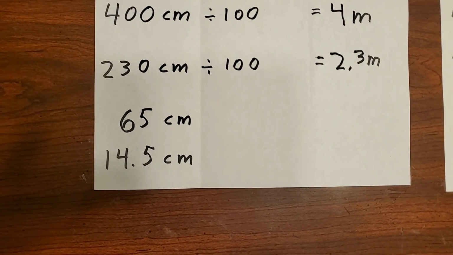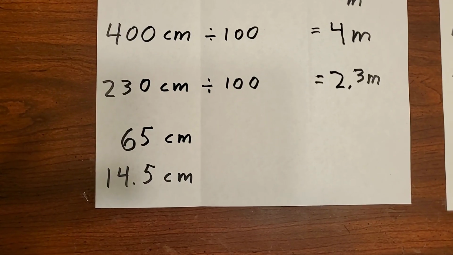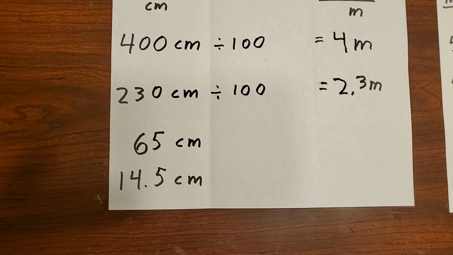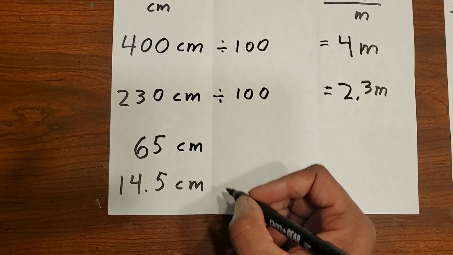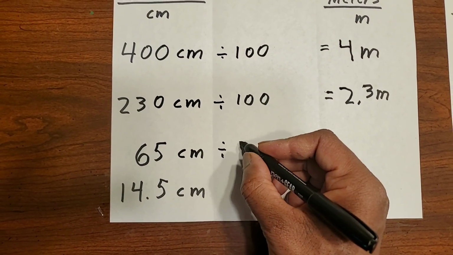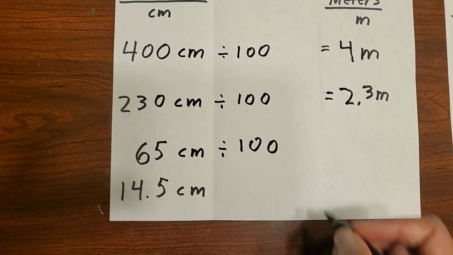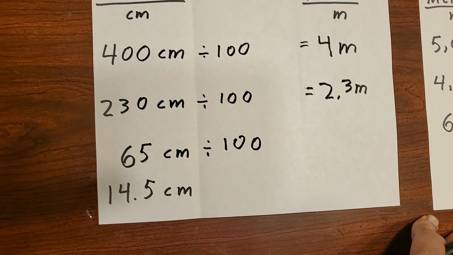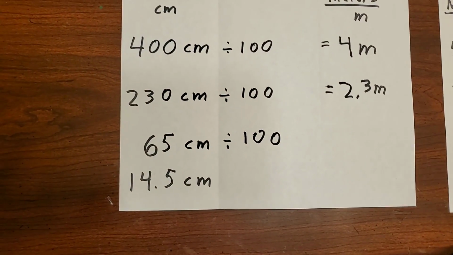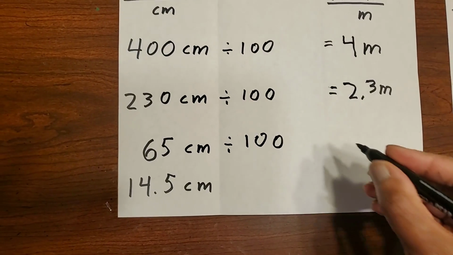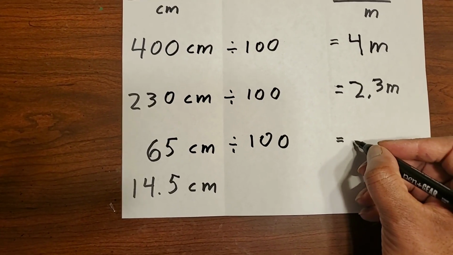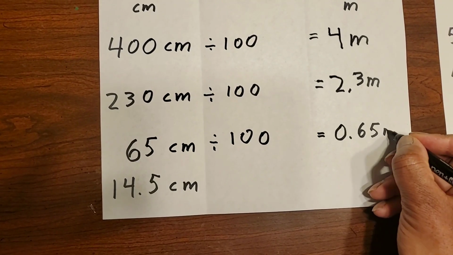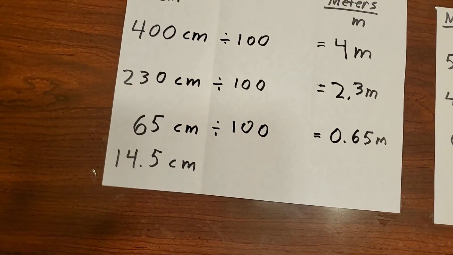Let's look at 65 centimeters. Much smaller than a meter, but that's fine. We can still do it. 65 centimeters divided by what? How many centimeters does it take to make a meter? 65 centimeters divided by 100. 65 centimeters divided by 100 equals what? Using your calculator or using the decimal strategy. If you said 0.65, 0.65 what? 0.65 meters.